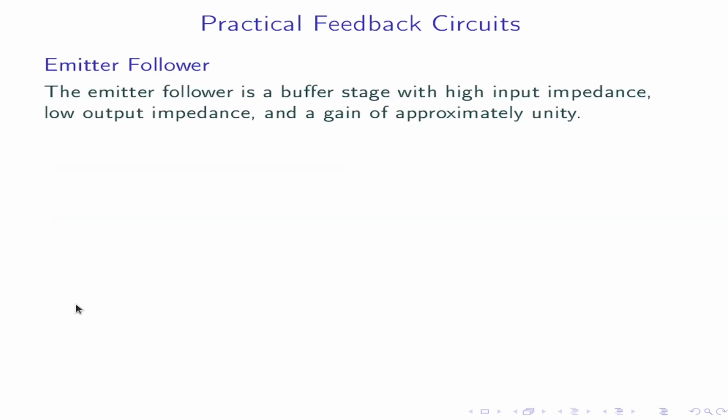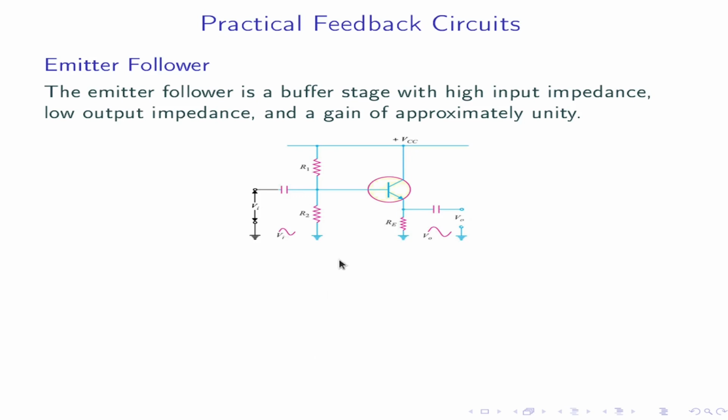Some practical feedback circuits. Emitter follower. Emitter follower is a buffer stage with high input impedance, low output impedance, and a gain of approximately unity. This is a current series feedback connection. Circuit diagram is this one.